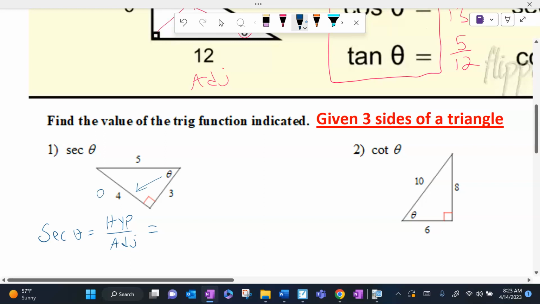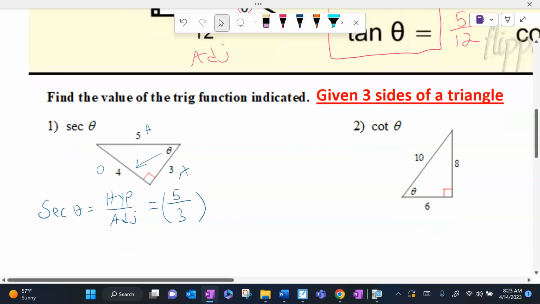You can always label the sides. So O, H, A. I'm thinking we're going to have hypotenuse, H, 5 in this case, over adjacent, 3. And that would be your answer for this problem. All right? So hopefully it's not that bad.